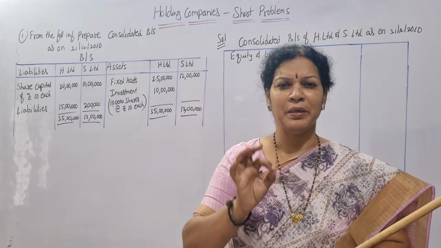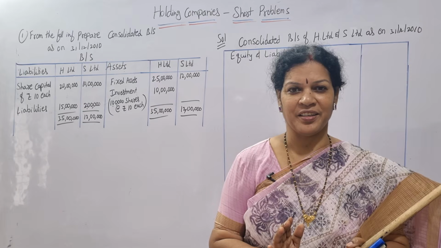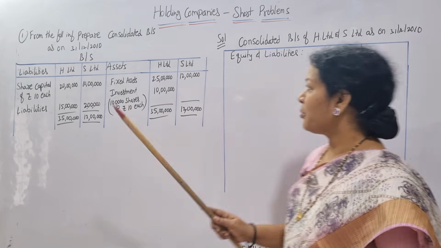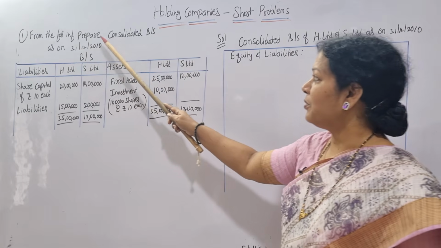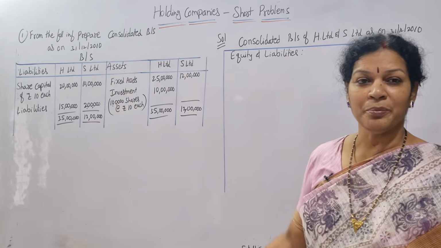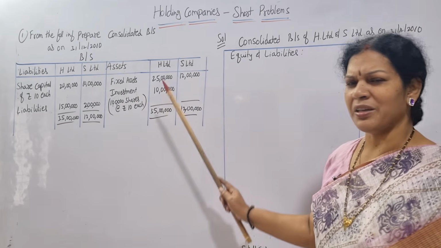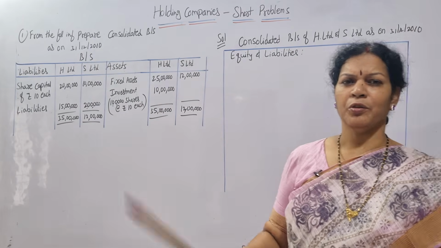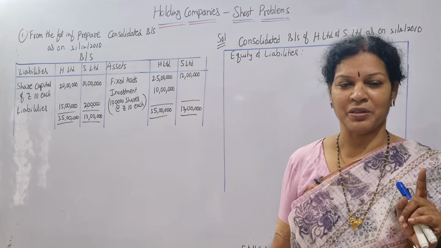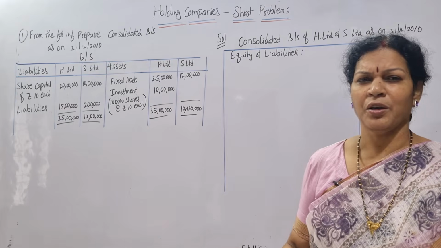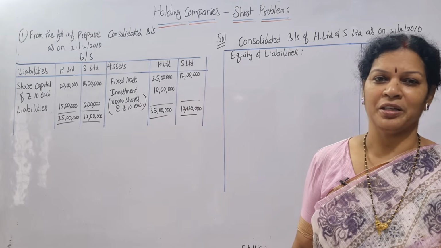One short, basic problem related to holding companies we will see, just to get an understanding. A simple problem I've taken. The problem is given here, and it is also on the board. They are saying that from the following information, prepare a consolidated balance sheet as on 31st December 2010. Very little information is given, so we need not follow the company accounts format of the balance sheet. Whatever is there, we will take out and post in the consolidated balance sheet.